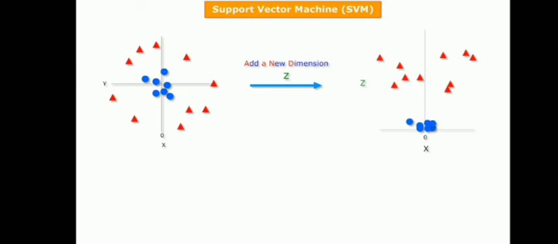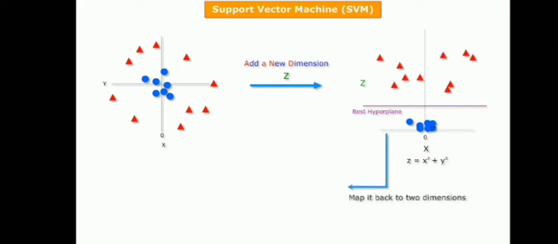In the earlier example, there were 2 dimensions, x and y. Create a new dimension z and associate it with a calculation that is convenient to you. Here, you can consider the equation related to a circle, z equals x square plus y square, and get a 3-dimensional space. A slice of this space appears as the diagram. What can SVM do with this? SVM draws the best hyperplane. Since this is in 3 dimensions, the hyperplane is a plane parallel to the x-axis at a certain z. Now, map it back to 2 dimensions.